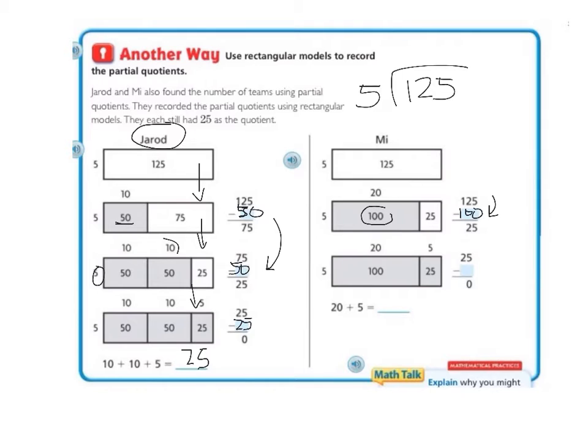So now I still have to deal with that 25, but I took it out in much smaller groups. Now I'm going to do my 5 times 5, just like we did over here. And that's going to give me 25. And 25 minus 25 is 0. So then there's my two pieces. I took out a group of 20, and I took out a group of 5. So 20 plus 5 is 25. We will continue practicing this method tomorrow in class.